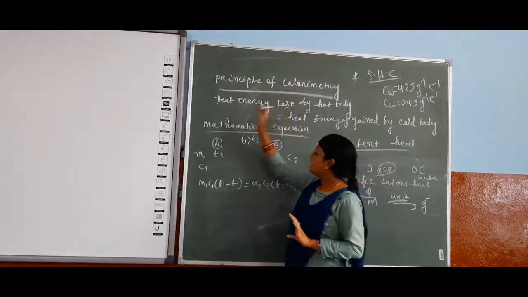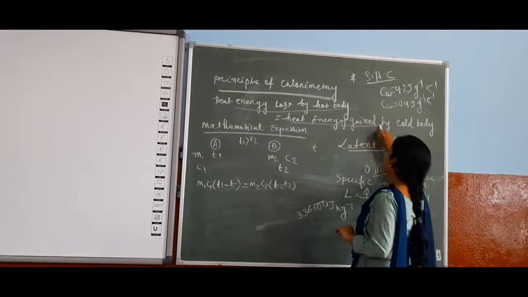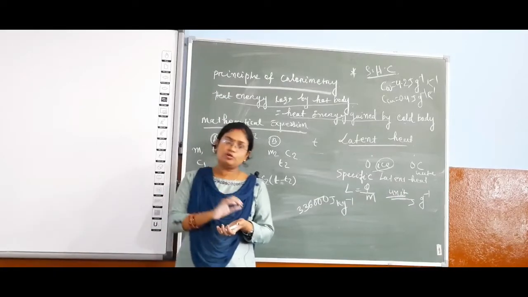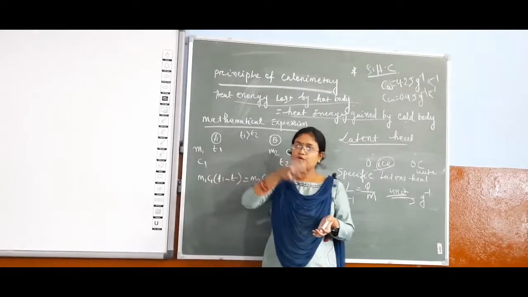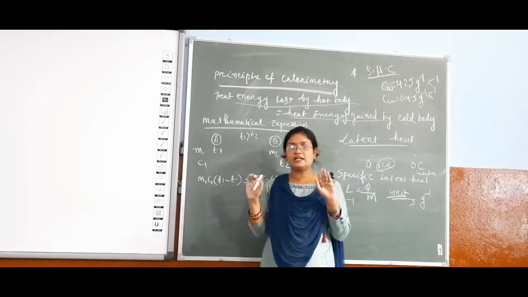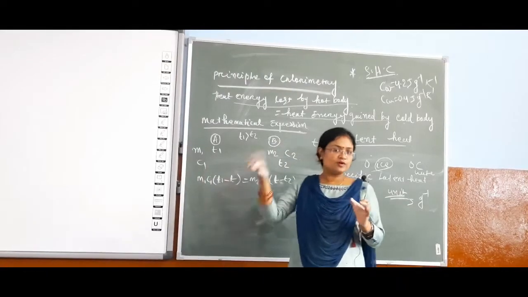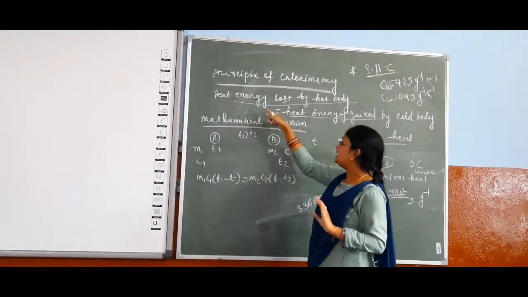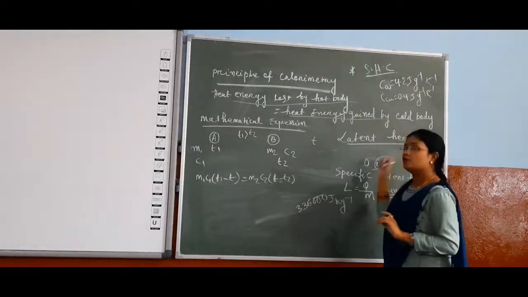So what is the principle of calorimetry? Heat energy lost by the hot body is equal to heat energy gained by the cold body. When you mix the hot body with the cold body, the heat energy passes from the hot body to the cold body till both bodies attain the same temperature. जब तक दोनों बॉडी के बीच में टेम्परेचर सेम नहीं हो जाता, तब तक heat will transfer from hot body to cold body. So this is the principle of calorimetry: heat energy lost by the hot body is equal to heat energy gained by the cold body.